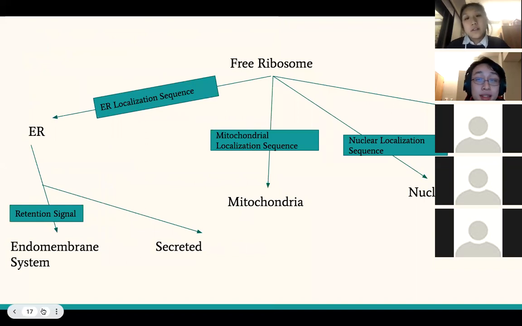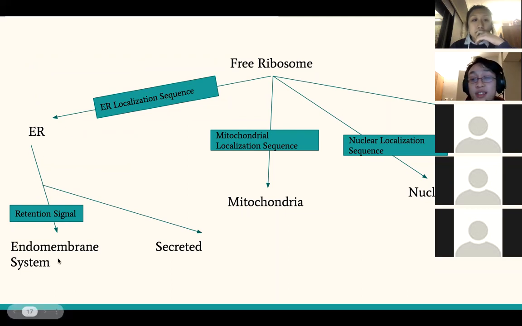And so if we look at this diagram, this is like a flow chart. You start with a free ribosome. And as you start translating, the localization sequence will appear. If it's an ER localization, it'll be taken co-translationally to the ER. And at that point, it enters the endomembrane system.